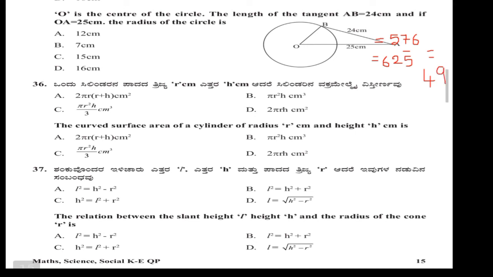Next we have the 36th one. The curved surface area of the cylinder of radius r centimeter and height h centimeter is. Here we need to say which formula is correct. So the formula 2 pi rh, option D, is the correct one. Next, the relation between the slant height L, height h and radius r of a cone is like the Pythagoras theorem, that means L square is equal to h square plus r square. So option B, L square equals h square plus r square, is the correct answer.